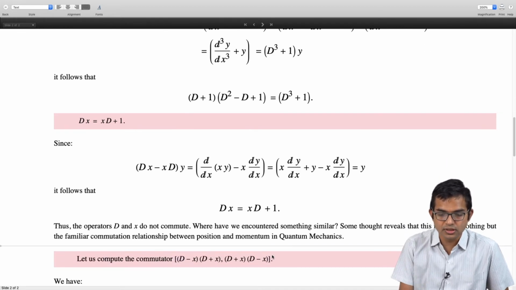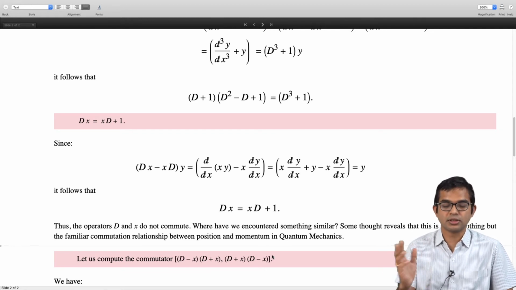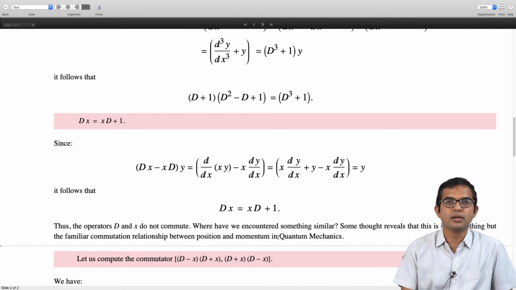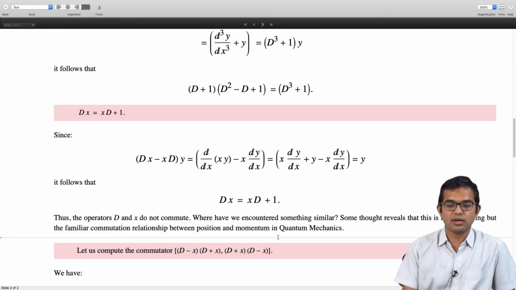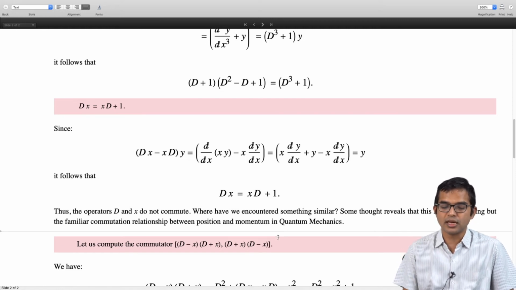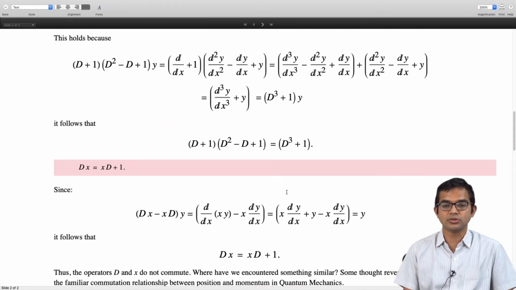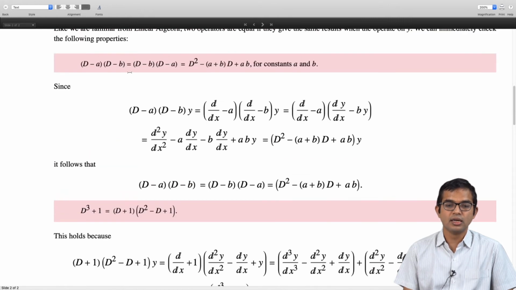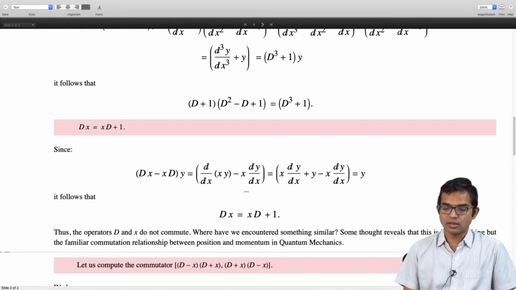So this is not unfamiliar at all. Let's use this to see one more commutator. You can work out more complicated commutators, and perhaps that will be part of homework, but just to get a hang of the algebra around this and how one should exercise care, let's look at one more example. d minus x times d plus x, and d plus x times d minus x, they don't commute. It's quite different from d minus a times d minus b.